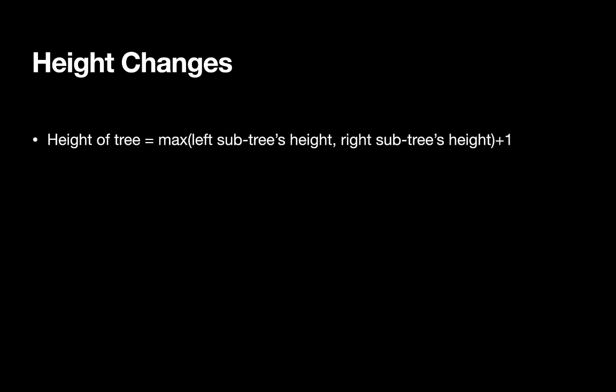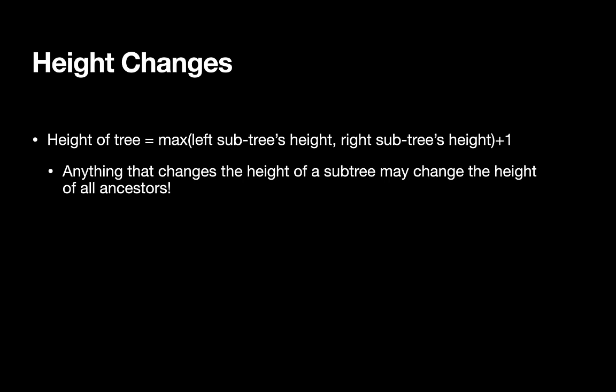Okay, so remember that when we change the height of a node, it could impact other nodes. Just to review, the height of a particular subtree is the maximum of its left subtree's height and its right subtree's height, and then add 1 to it. Any change in a subtree's height could impact all of its ancestors. So we have to think very, very carefully about that. If we change the height of something, it may cause changes to move up the tree.